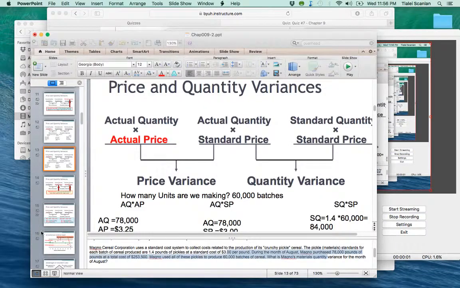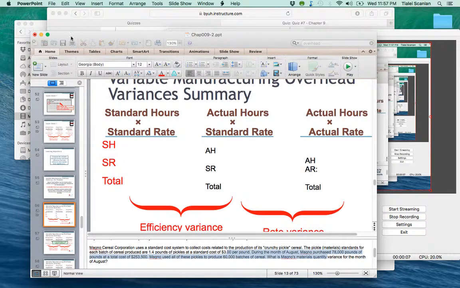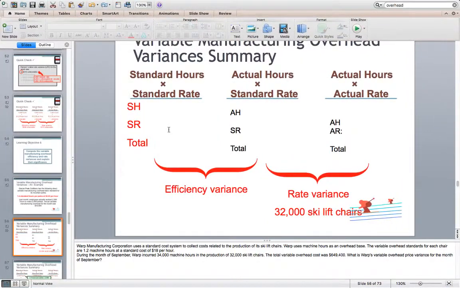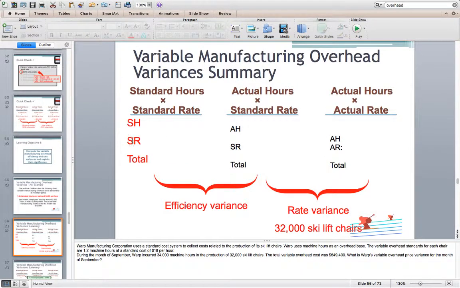Okay, so question 9 is with overhead. And overhead is very, very similar to labor, and so you still use standard hours, standard rate, actual hours, standard rate for efficiency variance, and rate variance. So the Warp Manufacturing Company, so we're making ski lift chairs.